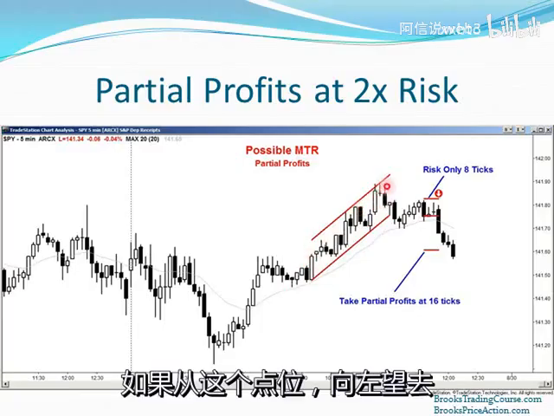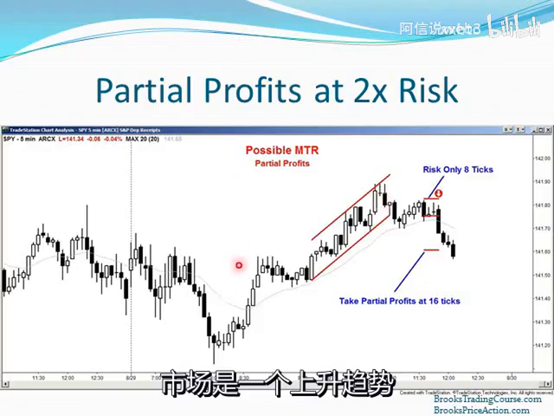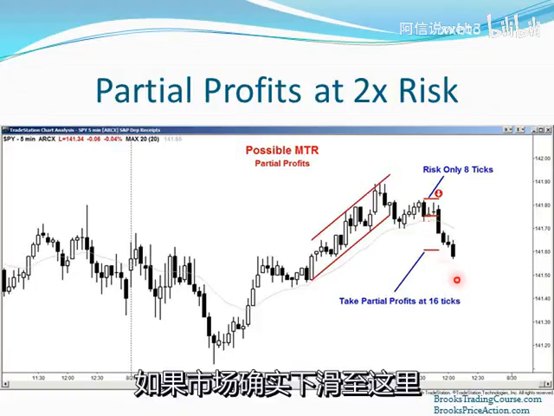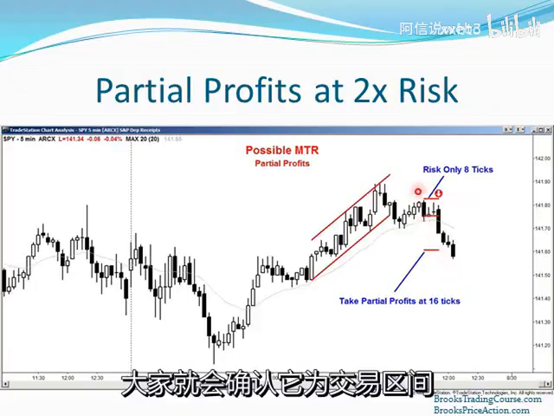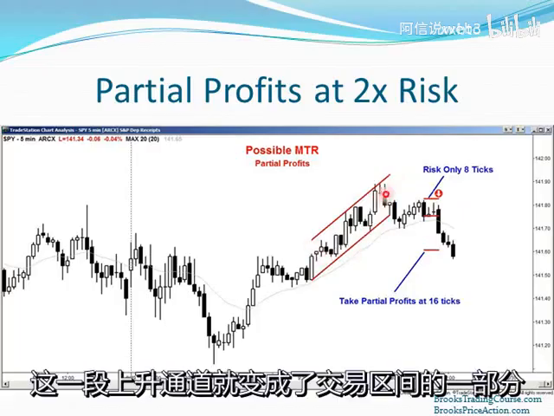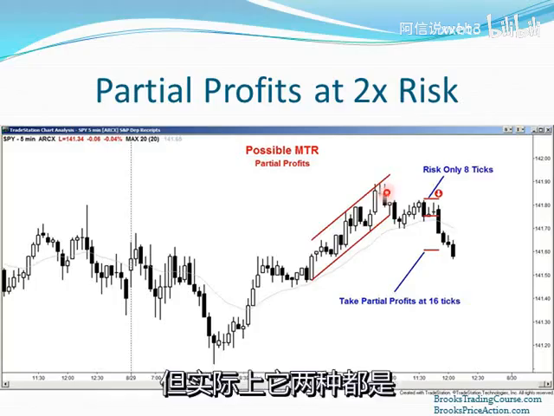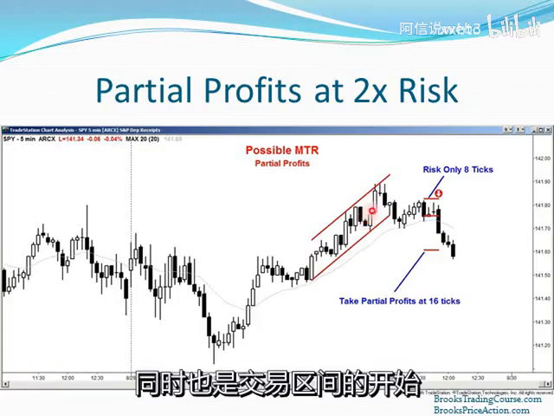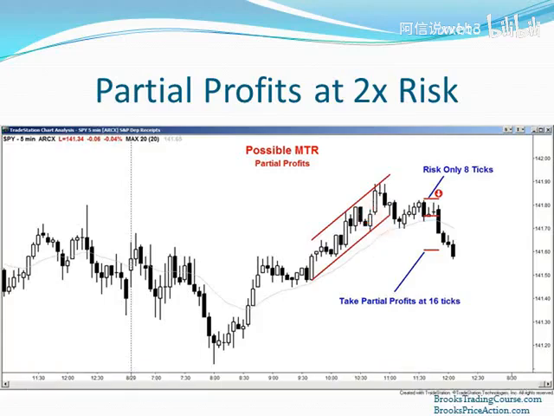At this point, if you look at this point and to the left, it's a bull trend. It's a spike and channel bull trend. However, now it's evolving into a trading range, and if we do come down here, traders will look at it as a trading range, and they'll see this bull channel as part of a trading range and not as part of a bull trend. However, it's both. It's the channel part of a spike and channel bull trend, and it's also the start of a trading range.